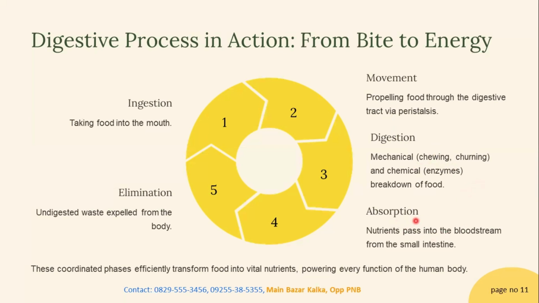So the fourth part is the absorption. Nutrients pass into the bloodstream from the small intestine. And the last part is elimination, in which undigested waste is expelled from the body. So these are the 5 steps you can remember for digestion. Lastly, these coordinated phases efficiently transform food into vital nutrients, powering every function of the human body.